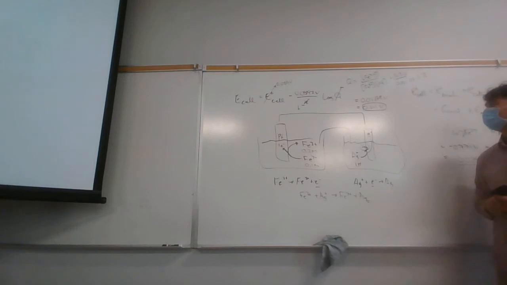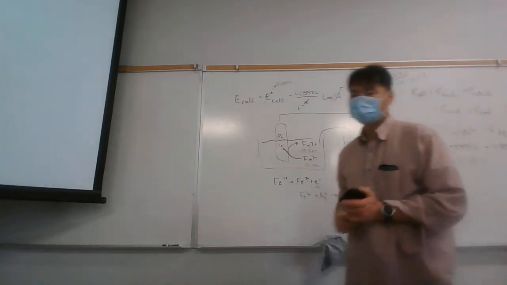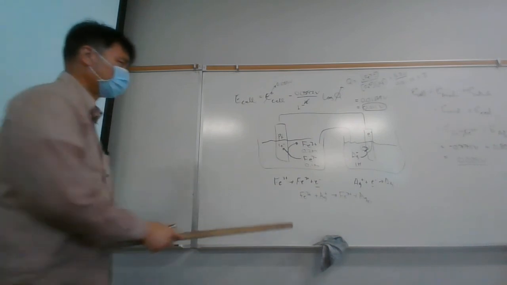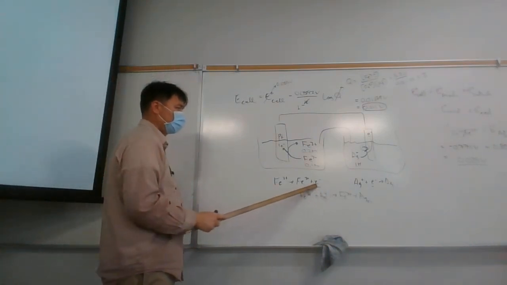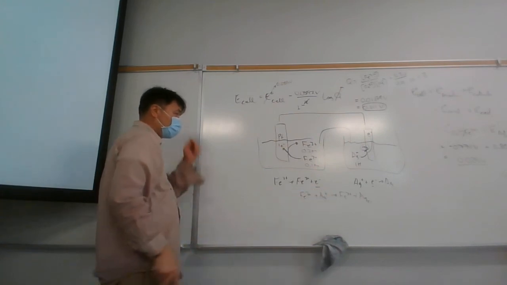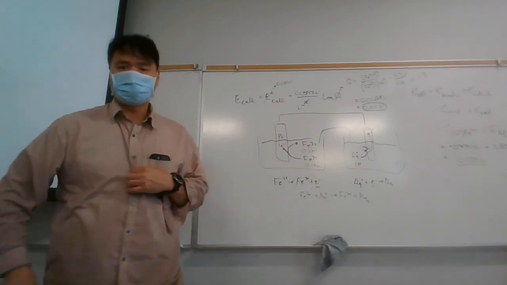So the Z was the number of electrons? Yeah, moles of electrons transferred in the balanced reaction. And so here is where you see Z. Right. In this case, it's this one.